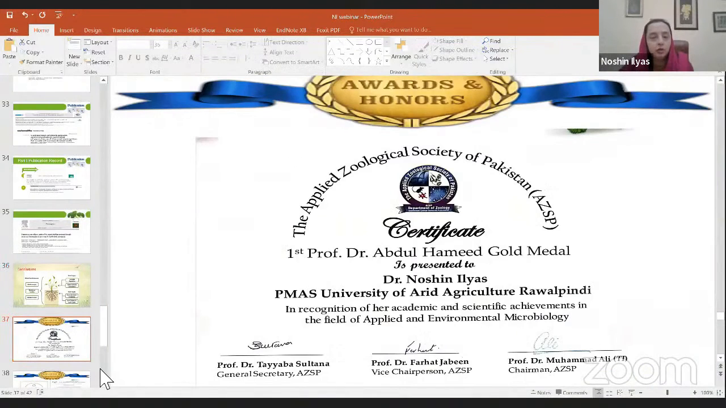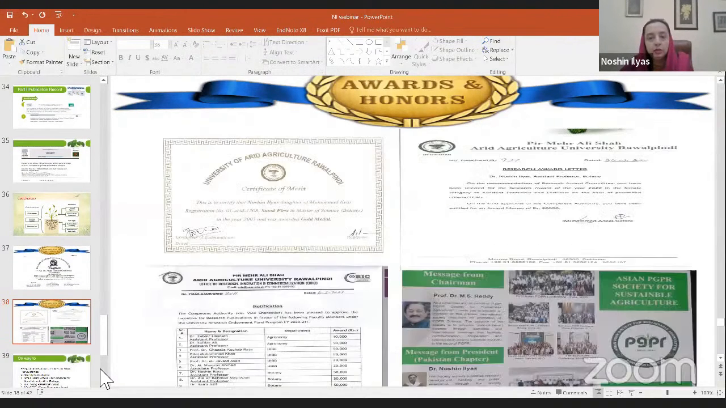These are some of the awards and honors which have been received by me and my lab. This is a recent one where I have received the first Professor Dr. Abdul Hamid Gold Medal in the field of applied and environmental microbiology. And these are some other awards and honors which I have received from my university, like research award letters and research incentives. Along with it, I'm also the president of the Pakistan chapter of the Asian PGPR Society for Sustainable Agriculture.